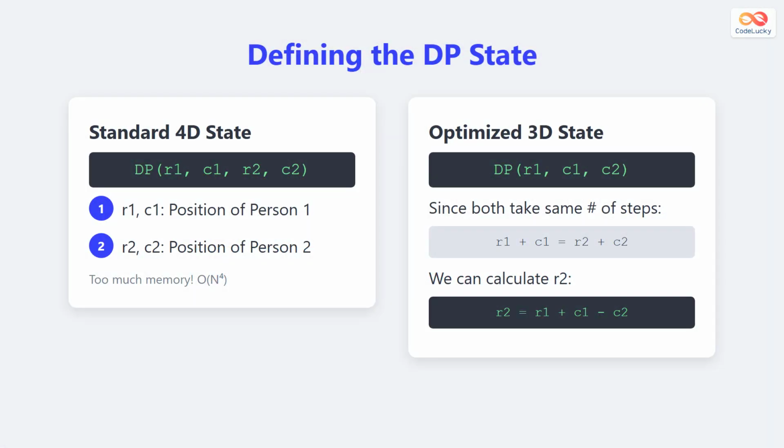Now let's define our dynamic programming state. A naive approach would track the row and column for person 1 and the row and column for person 2. That is 4 variables, resulting in n to the power of 4 complexity, which is too slow. However, since both people start at 0, 0 and take one step at a time, the sum of their row and column indices must be equal. This means if we know person 1's position and person 2's row, we can calculate person 2's column. This reduces our state to just 3 dimensions: row 1, column 1, and row 2.